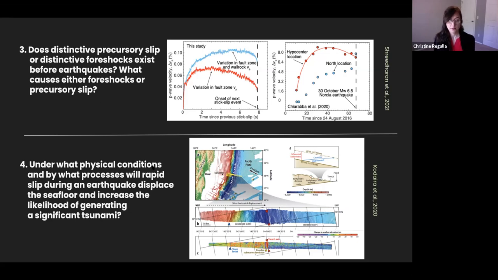Our fourth question, under what physical conditions and by what processes will rapid slip during an earthquake displace the seafloor and increase the likelihood of generating significant tsunami? And this includes understanding the physical, chemical, and dynamic conditions that lead to the initiation and propagation of tsunamigenic slip, and is motivated in part by our growing recognition that tsunamigenic slip can occur by a variety of modes and can occur not just on the plate interface, but also on outer rise and upper plate faults. So this question is intrinsically linked and overlaps with questions 1 and 2.